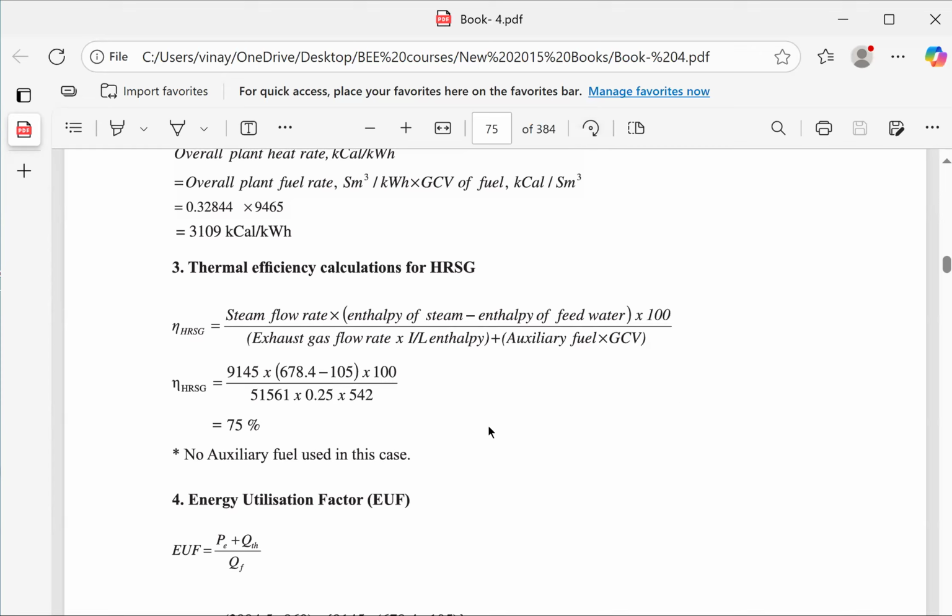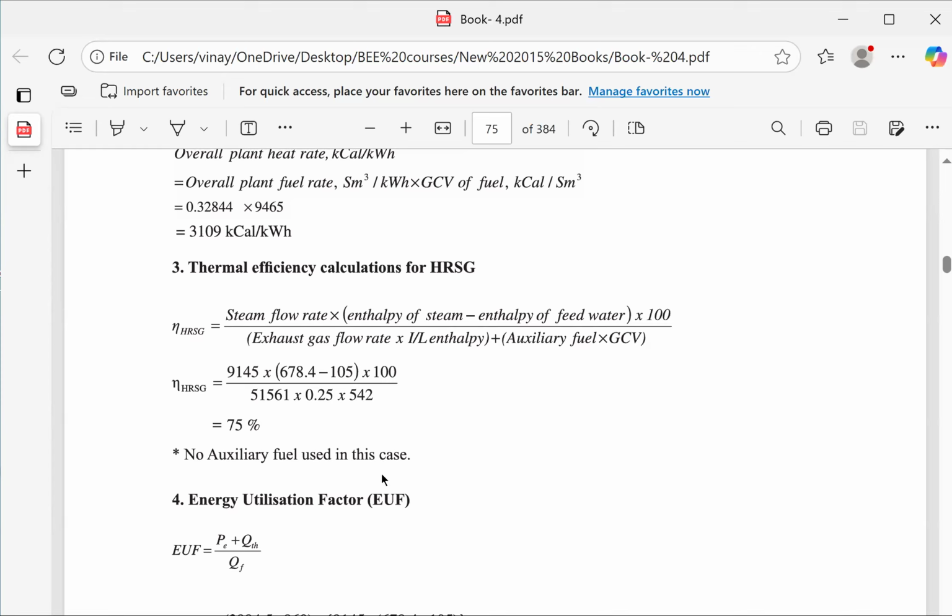540 is the latent heat content at atmospheric pressure per kg of steam. As you increase the pressure, the latent heat comes down or goes up depending on whether you are reducing the pressure; we are increasing the pressure. So in efficiency of HRSG, this has come.